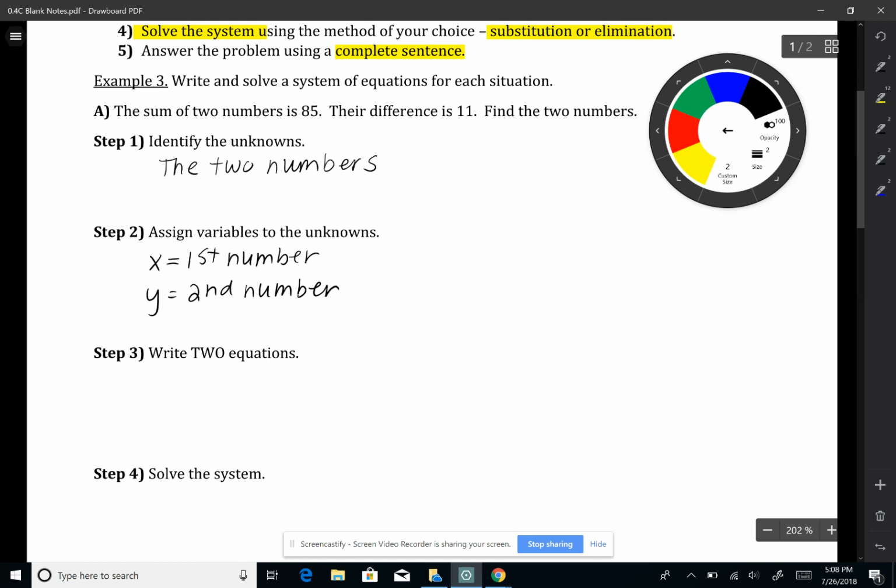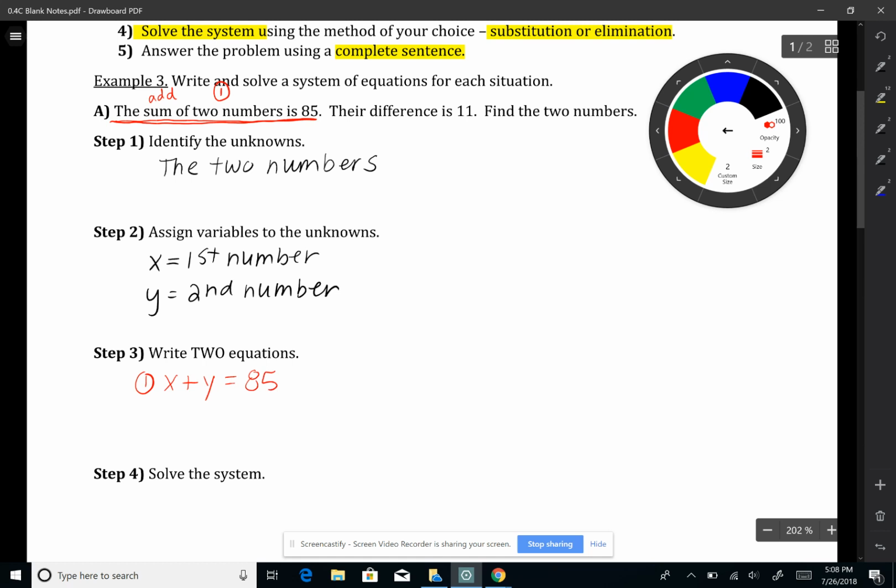Okay, so in our equations, we should have the variables x and y. Now I'm going to write 2 equations. So I'm going to go back to my problem, and I should be given 2 pieces of information that would each allow me to write an equation. So my first sentence is my first piece of information. The sum of the 2 numbers is 85. So my first equation is going to be related to this statement. Sum, remember, that's addition. So that means if I add the 2 numbers, I get 85. So my first equation, I'm going to write x plus y equals 85.